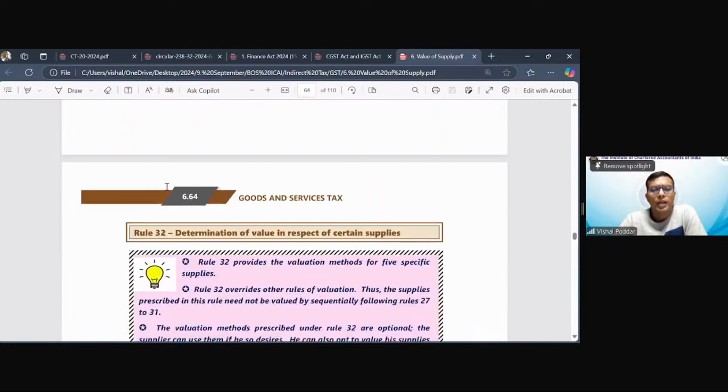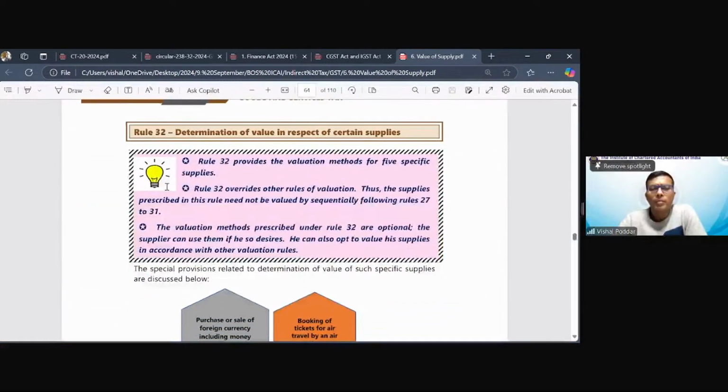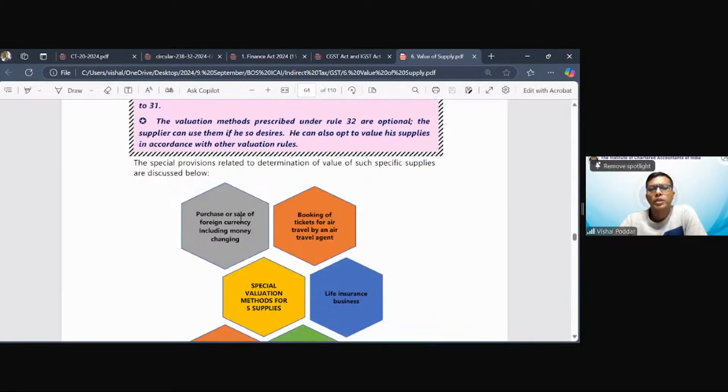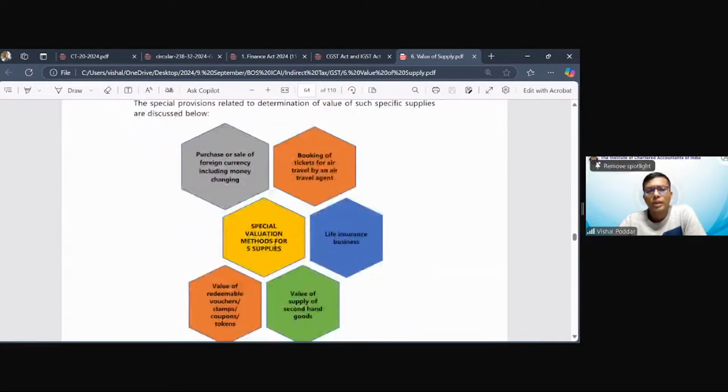Now, after this, we again have some more sectors coming up. But before that, let us take our break, and then after the break, we'll resume with the other sectors. As you can see, we have to see valuation for foreign currency exchange, for agents who are booking your tickets, then special valuation methods of 5 different supplies, life insurance, vouchers, second-hand goods. So these are some special valuation rules given. So we take a 15 minutes break. We start at 7:55, that is 5 minutes before 8. Fine.